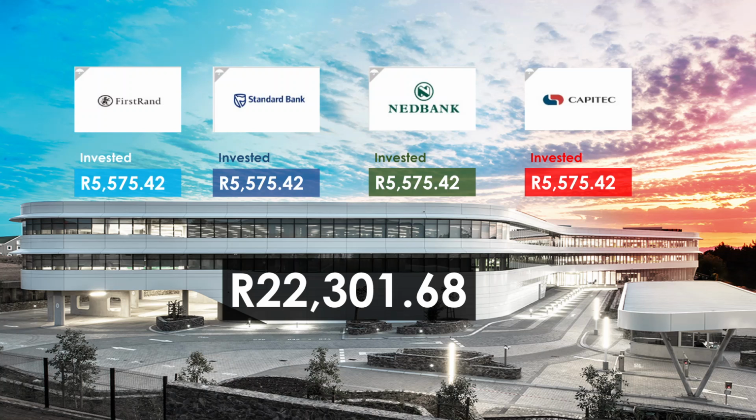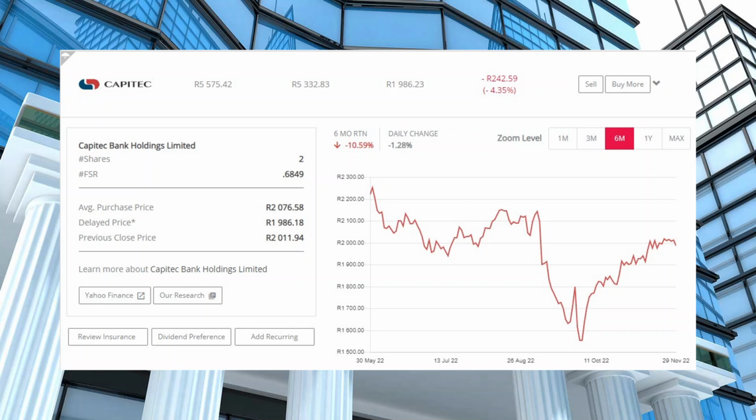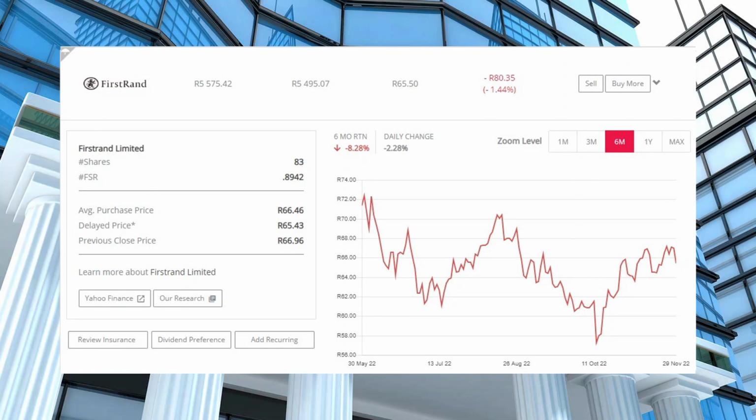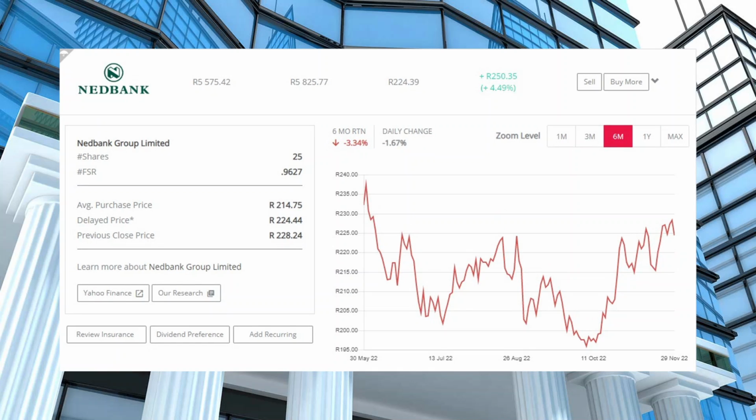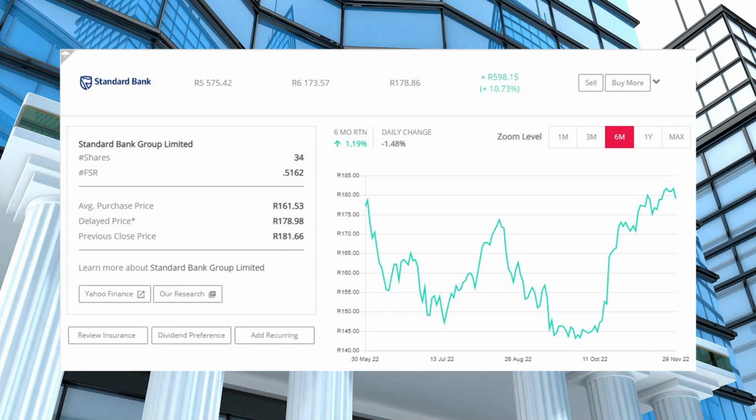Here are the results. First off, we have Capitec Bank with a 4.3% loss. Then First Rand with a 1.4% loss. But in the green, we have Nedbank with a 4.5% profit, and lastly, Standard Bank with a great 10.7% profit. That's why it's good to diversify rather than have eggs in one basket.